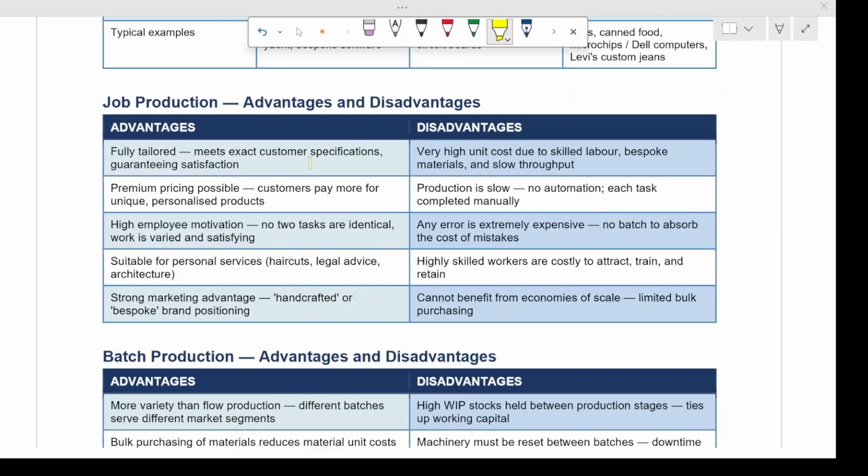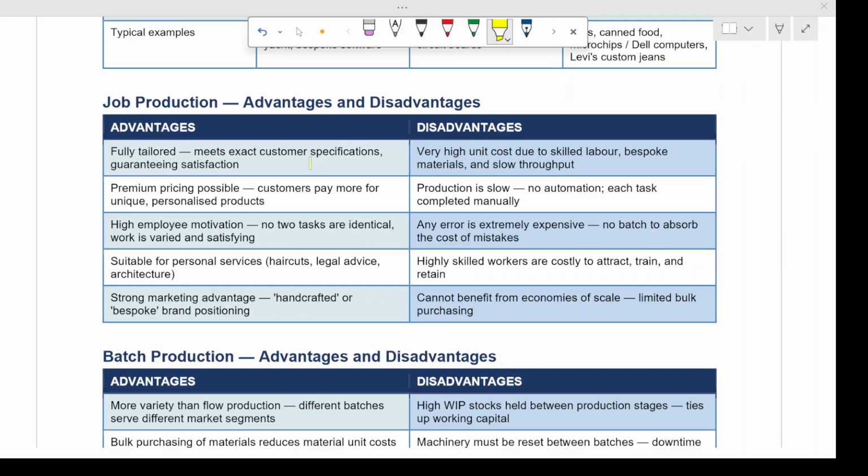It is also suitable for personal services, things like haircuts, legal advice, architecture. When you're designing a home, when you go for a haircut, you want a specific hairstyle according to your face shape, according to your hair length and hair type, stuff like that.